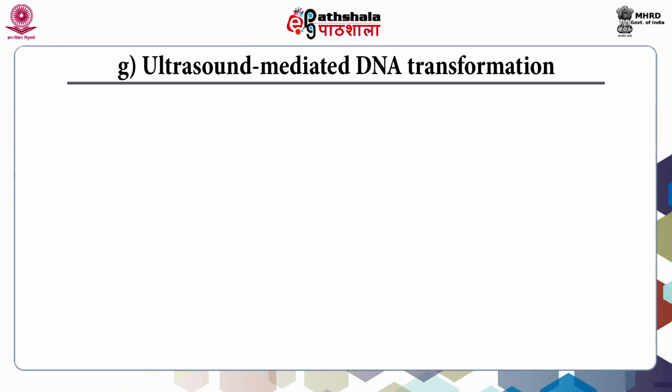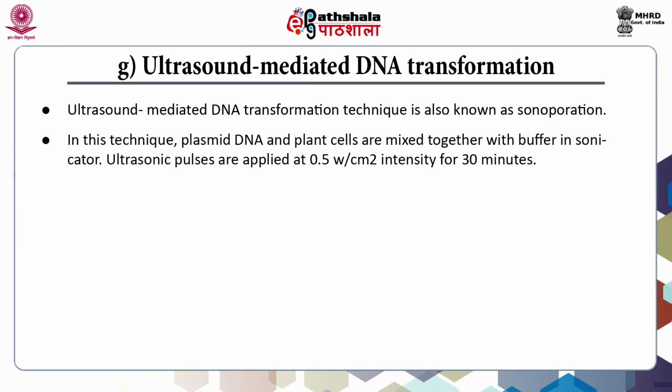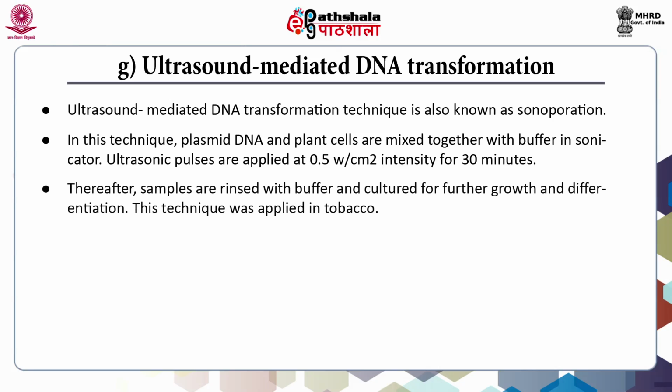Next method is ultrasound-mediated DNA transformation. This method is also known as sonoporation. In this technique, plasmid DNA and plant cells are mixed together with buffer in a sonicator. Ultrasonic pulses are applied at 0.5 watt per centimeter square intensity for 30 minutes. Thereafter, the samples are rinsed with buffer and are cultured for further growth and differentiation. This method has been used in tobacco plant.